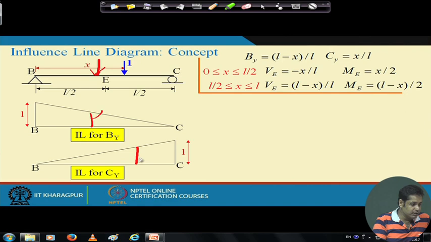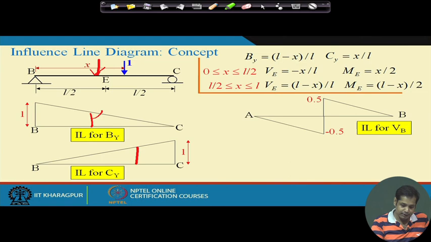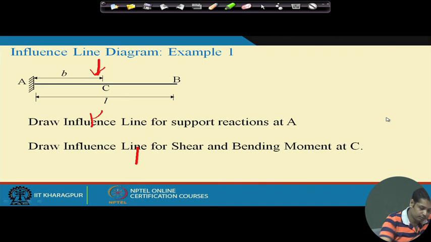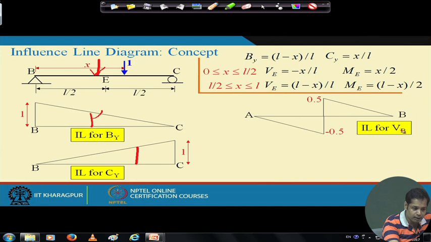Now, let us draw the influence line diagram for shear force and bending moment. This is the influence line diagram for shear force at E. Please correct, this will be E, V. So this gives you the influence line diagram. At x is equal to 0, the influence is 0, shear V is 0. At x is equal to L, this equation is not valid, we have to use this equation. If we substitute, this is again 0, and between A and B this is linearly varying, and this is linearly varying, and it is negative and positive.